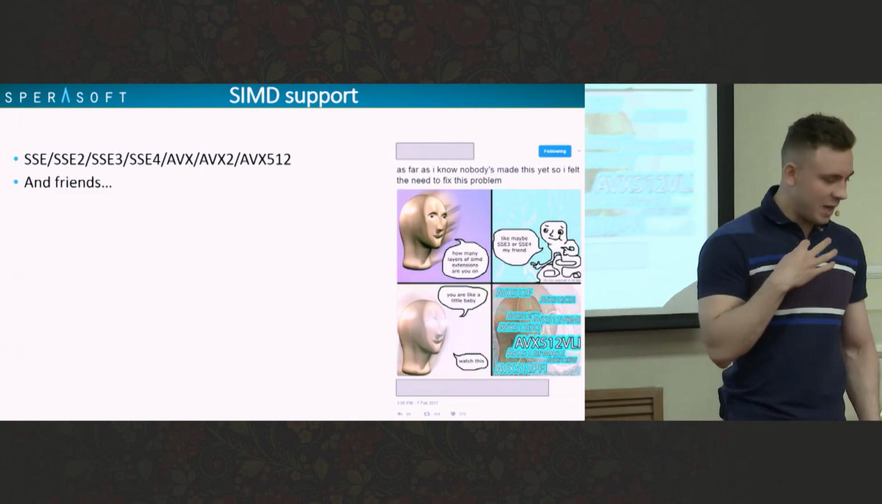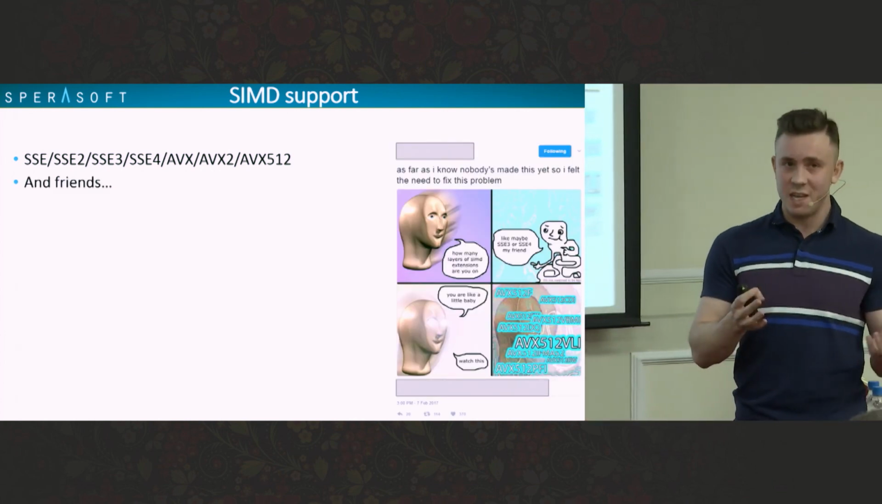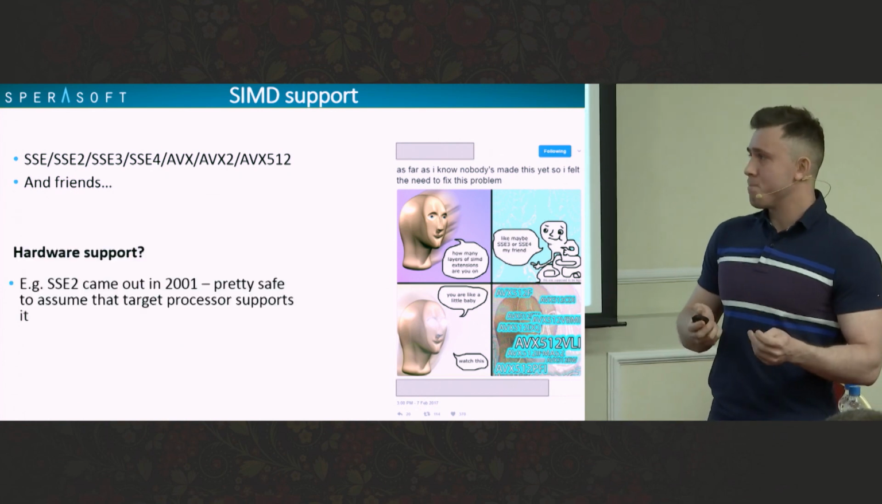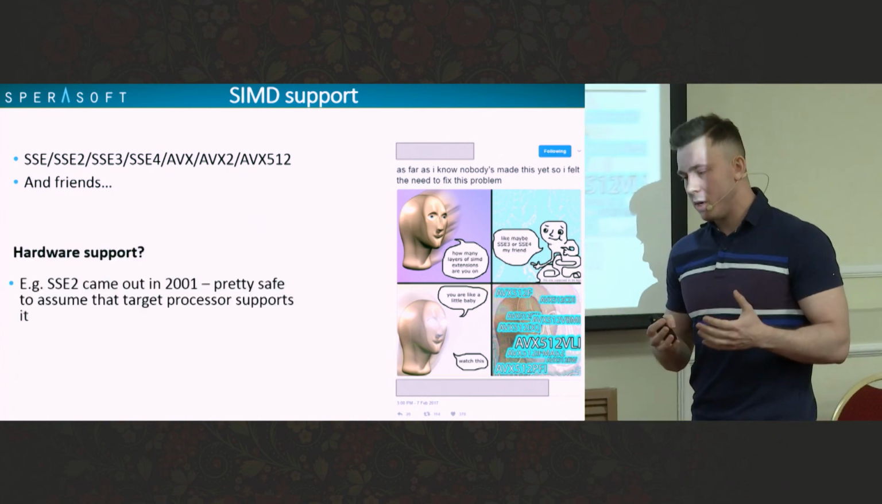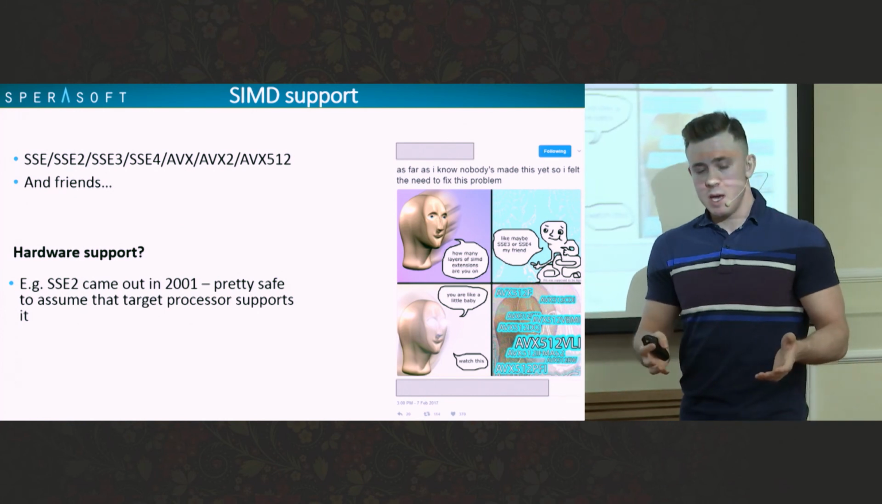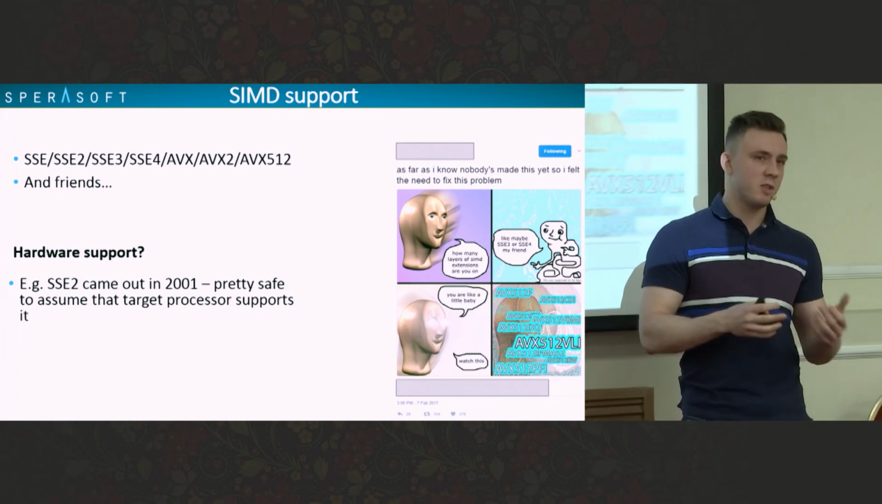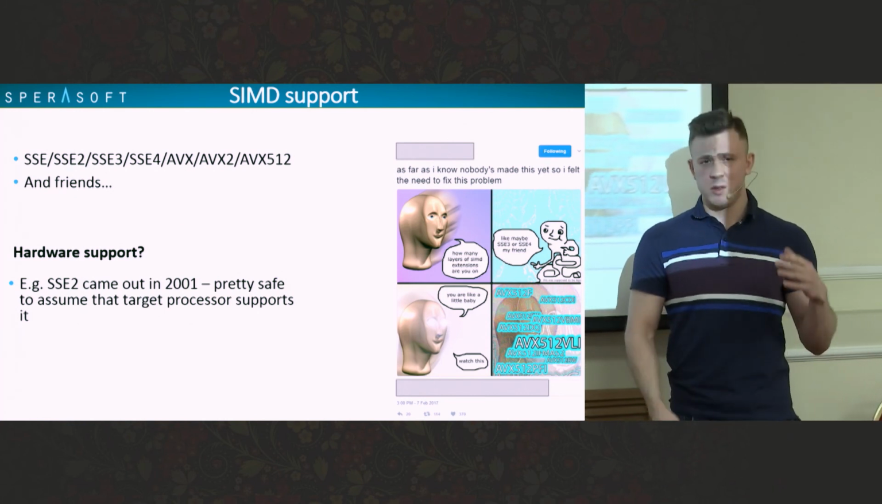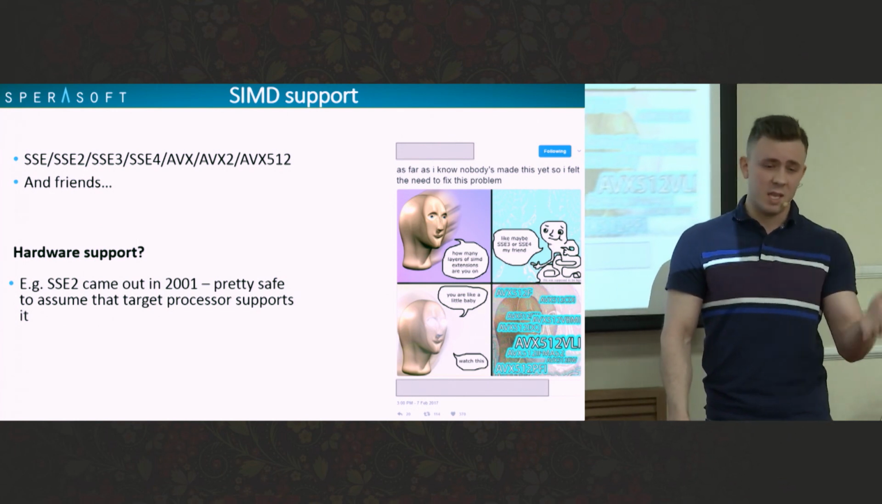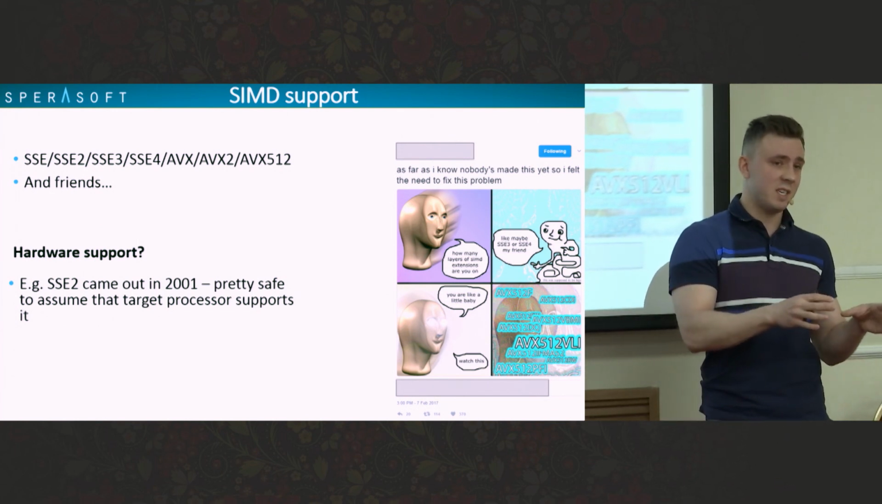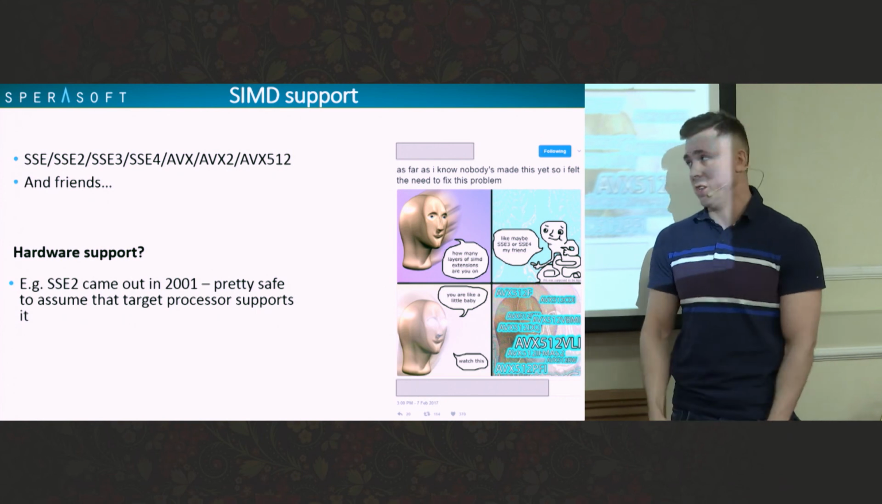Actually, there are a lot of processor-specific extensions. And if you're wondering about hardware support, SSE is pretty old. For example, SSE2 is a pretty valuable target, and it came out in 2001. So you can definitely expect that your target processor will support these instructions.